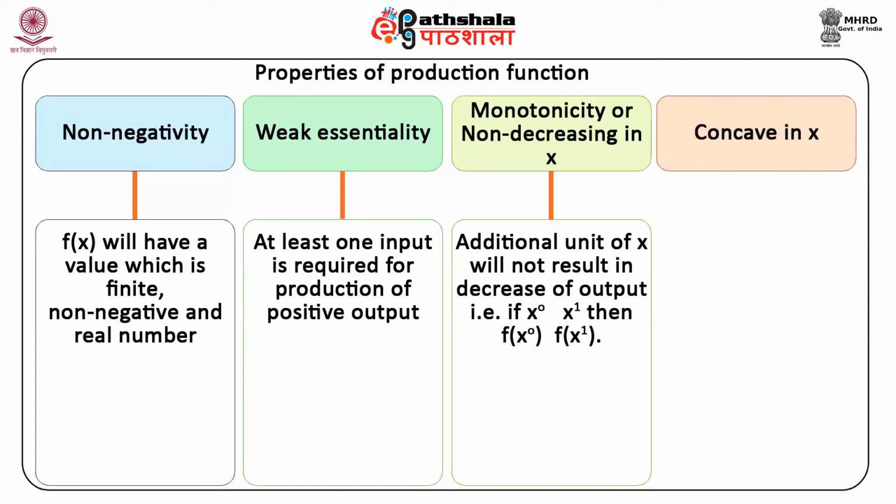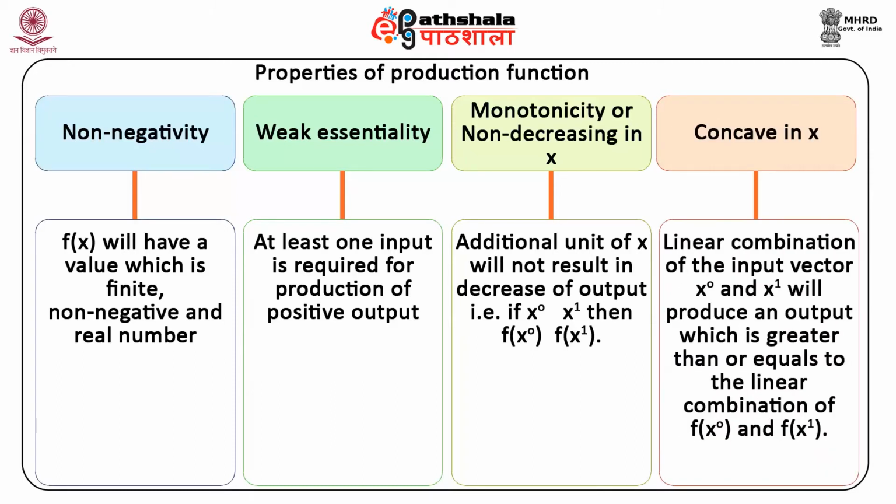Fourth, concave in x. Linear combination of the input vector x^0 and x^1 will produce an output which is greater than or equal to the linear combination of f(x^0) and f(x^1). All marginal products are non-increasing if the production function is continuously differentiable, that is, the law of diminishing marginal productivity. These properties, however, are not universal and may be violated in some cases.